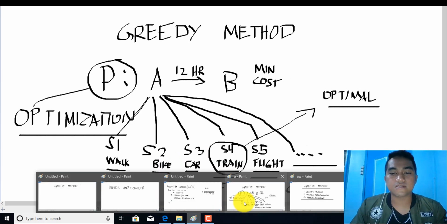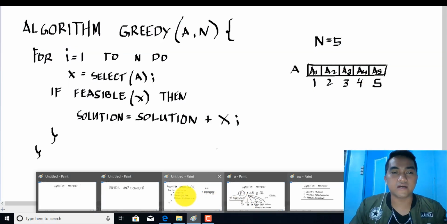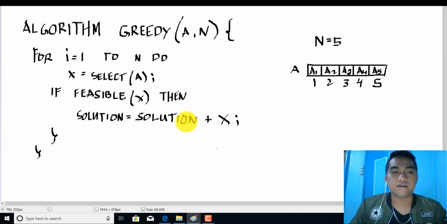Let's take another example. This is the general method for the greedy algorithm. I have here a sample algorithm for greedy. I have inputs A and N, where N is the size and A is the inputs or the solutions that may solve the given problem.